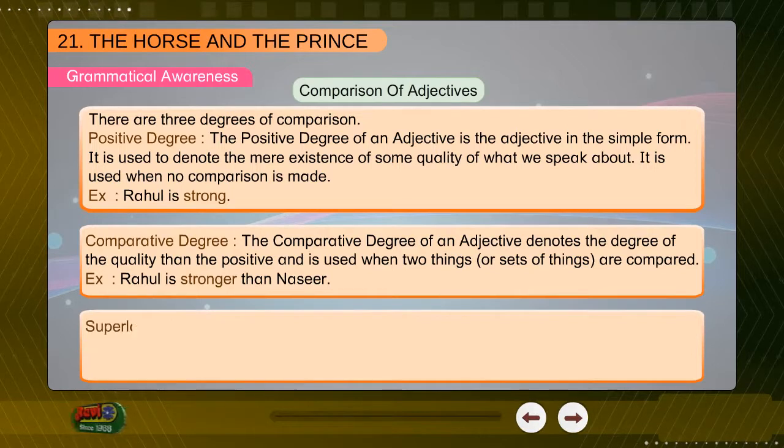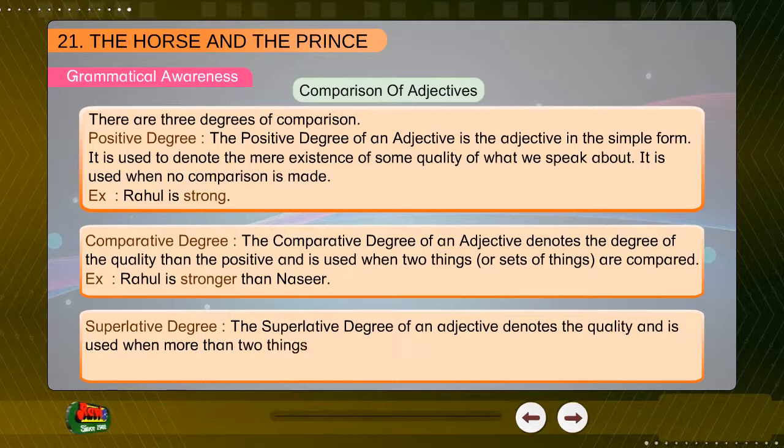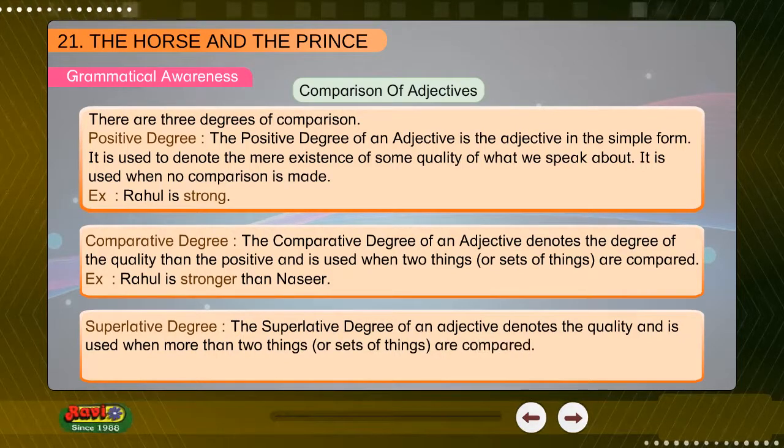Superlative degree. The superlative degree of an adjective denotes the highest degree of the quality and is used when more than 2 things or sets of things are compared. Example, Rahul is the strongest in the class.